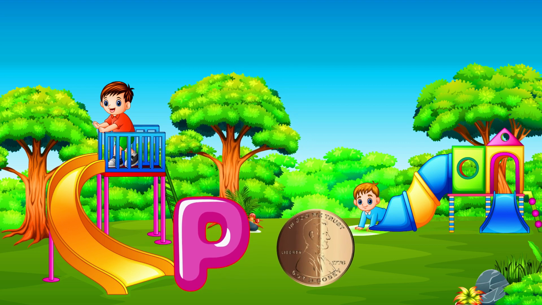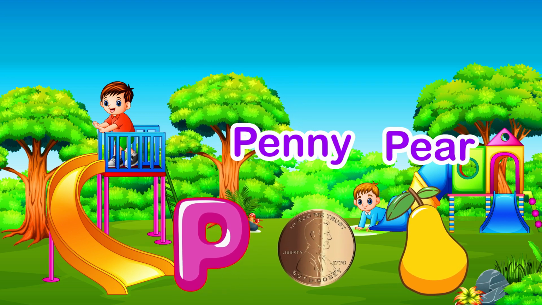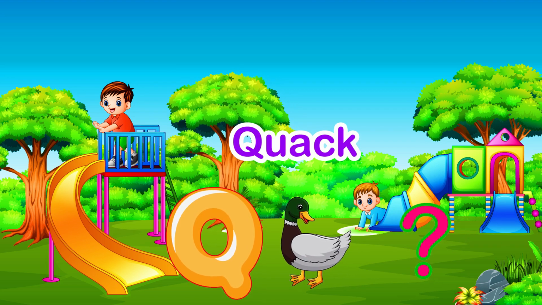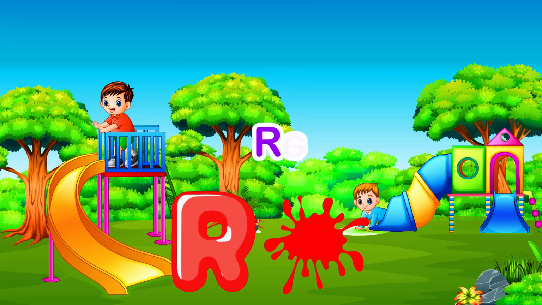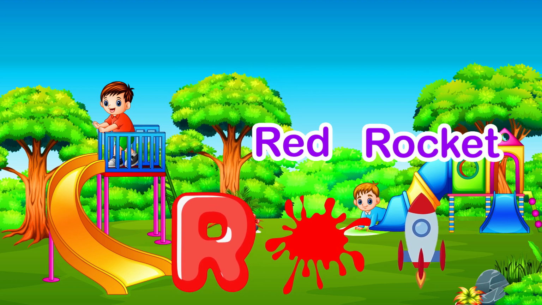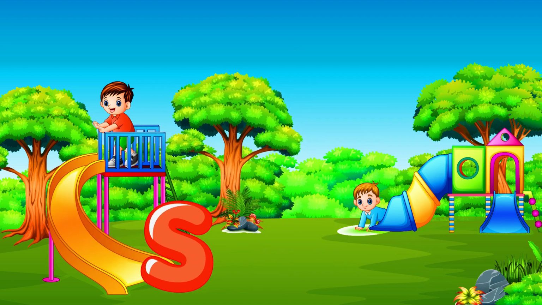P is for penny, penny. P is for pear, pear. P is for penny. Q is for quack, quack. Q is for question mark, question mark. Q is for quack. Q is for quack, question mark. R is for red, red. R is for rocket, rocket. R is for red. R is for rocket.